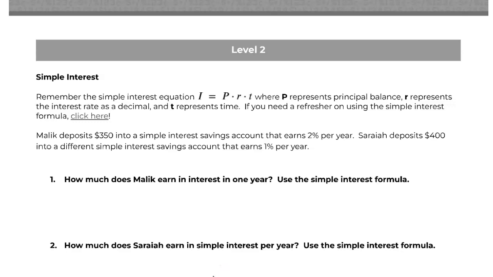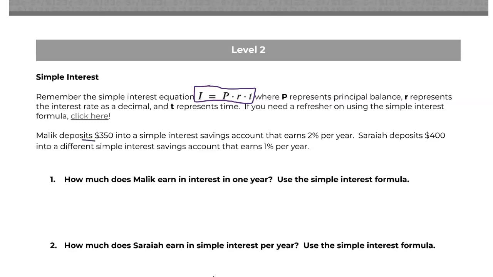Remember from a previous section, the simple interest formula is I equals P times R times T. P is the principal, that is the amount of money that you're figuring out the interest on. R is the interest rate. If it's given as a percent, remember to turn it into its decimal form. And T is the time measured in years.